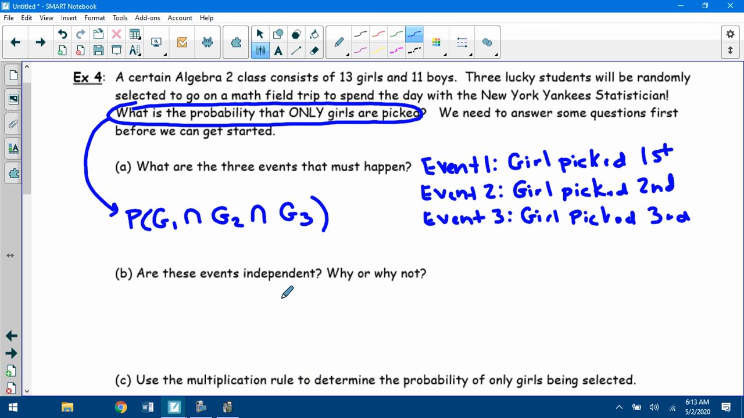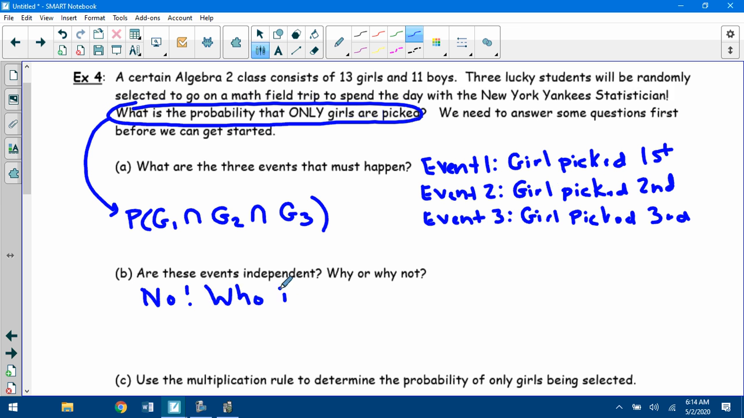Are these events independent? Does the fact that I pick a girl first affect the probability of picking a girl second? And here the answer is yes, it does affect it. So they're not independent. Because if you pick a girl first, there's one less girl in your class and also one less total number of people in class. It's kind of like that with replacement, without replacement thing. The same girl can't get picked all 3 times. So the fact that the girl is picked on the first one is going to affect how many girls are left to pick on the second one.